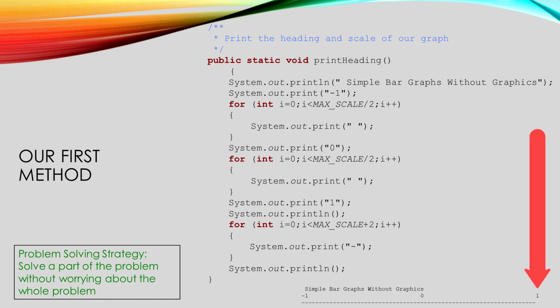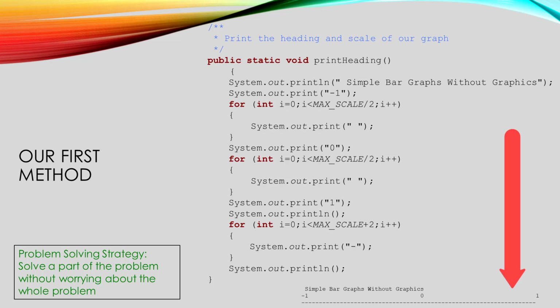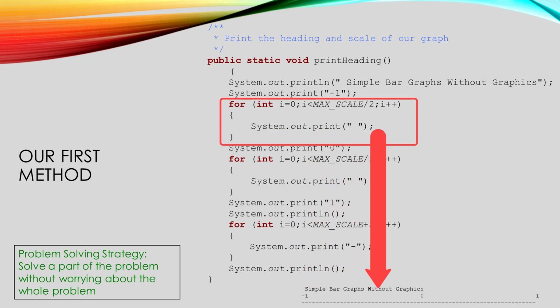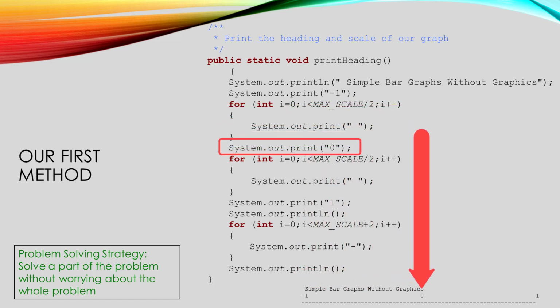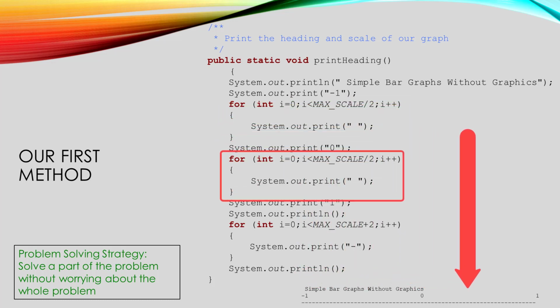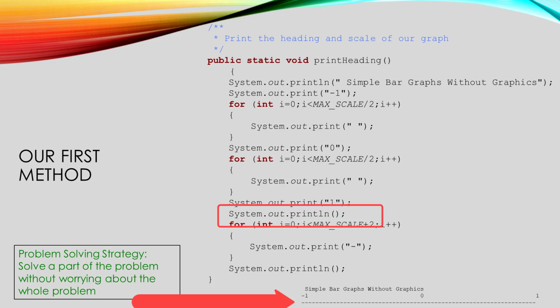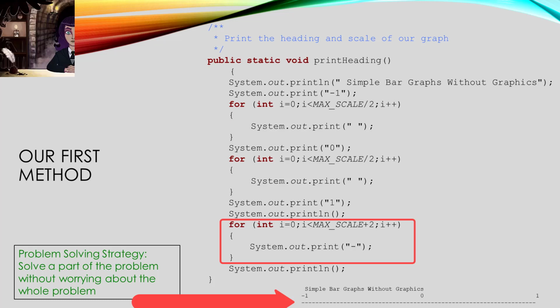We can use for loops to control how many spaces we output, so you can see those parts of the code like this. Print out the -1, print out the spaces for the first half of the width, print out the 0, print out the spaces for the other half of the width, and print out the 1. The last thing we need to do is to go to the next line and print dashes for the entire width. I added 2 to max scale because we didn't account for the 0 and the 1 in the first line. That makes things line up better.